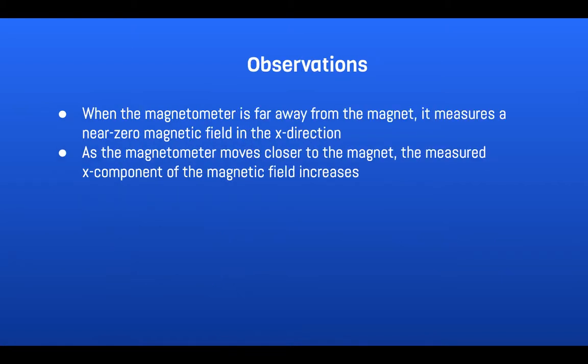I observed during my experiment that when the magnetometer is far away from the magnet, it measures a near zero magnetic field in the x direction. As the magnetometer moves closer to the magnet, the measured x component of the magnetic field increases.